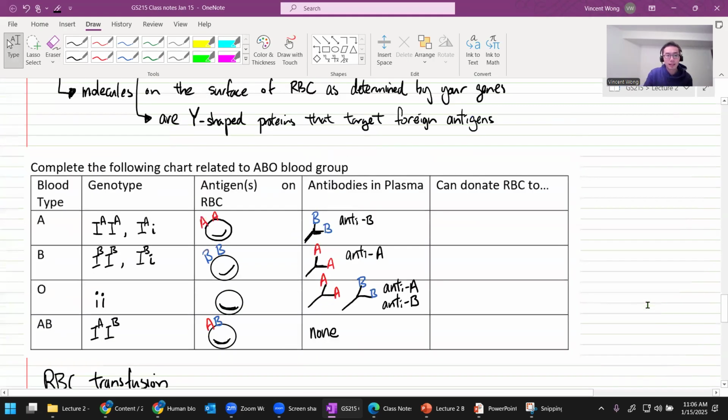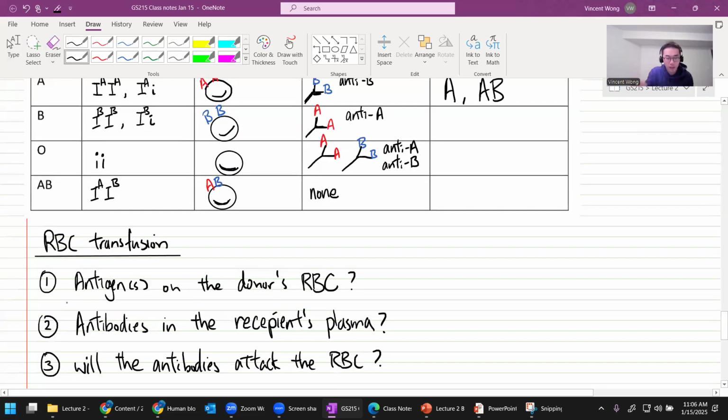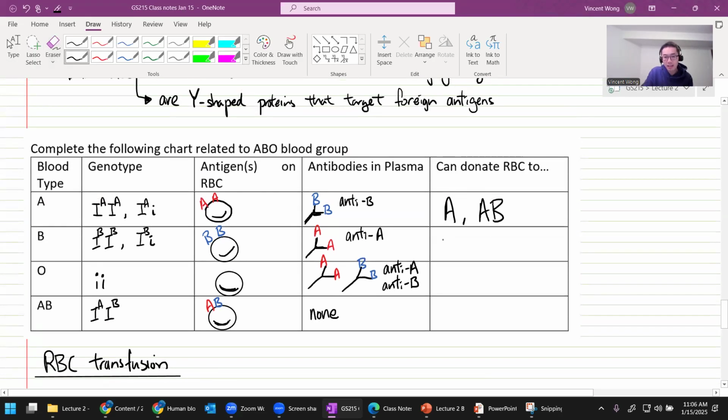Okay, let's finish the lesson. If you are type A, who can you donate to? You can donate to other As and, following the cheat sheet, you can donate to AB. But think about it when you have time to go through the lesson. Don't just memorize the chart. The chart is a handy guide, but I really want you to understand this stuff. If you're O, fantastic. You can give red cells to everybody. If you're AB, then you can only donate to other ABs.